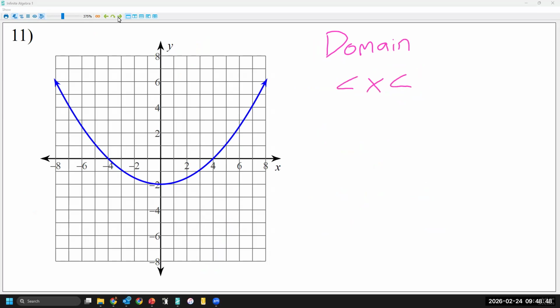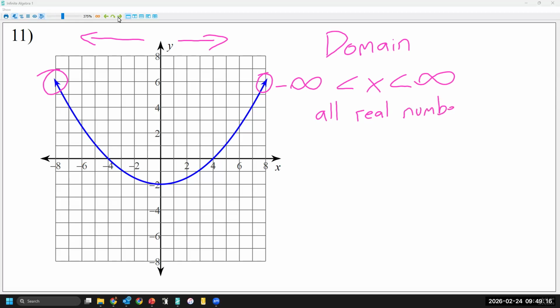Number 11, domain. How far to the left does the graph go? As I follow my graph to the left, I see an arrow right there going forever to the left. So negative infinity. And I ask, well, how far to the right does it go? Arrow right there going forever to the right, meaning positive infinity. What that means, I could just write all real numbers for my domain.